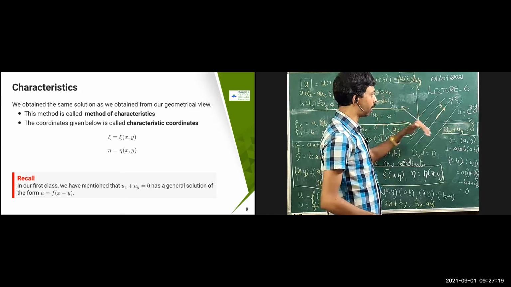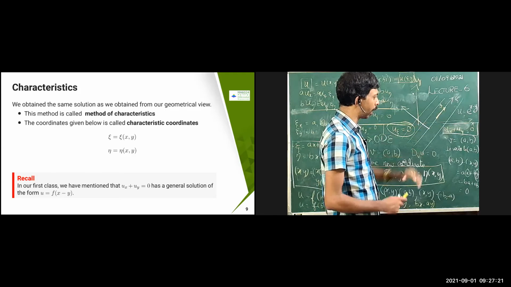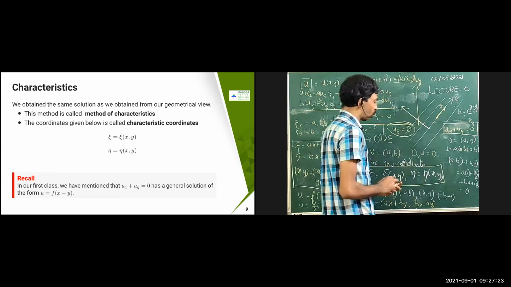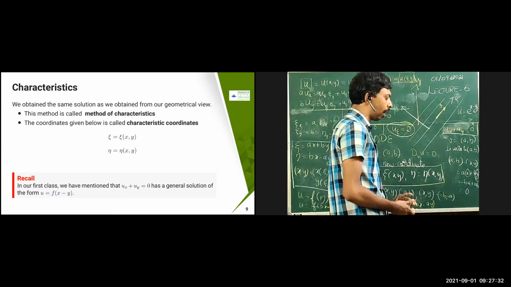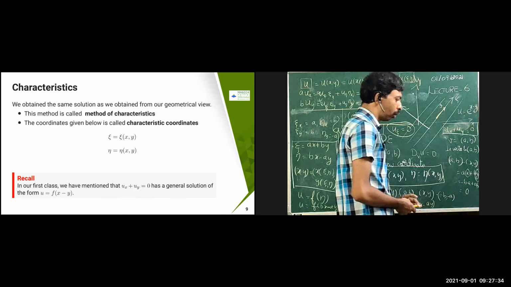And then we said it is not true, and then we derived this one. So in general, f of x minus y is going to come. The same thing is going to come here, because b is 1, a is 1, so f of x minus y is going to come. Okay, whatever we did in that class, the same thing is going to come over here.